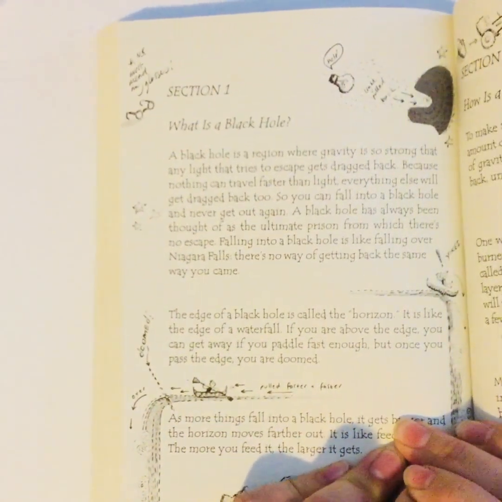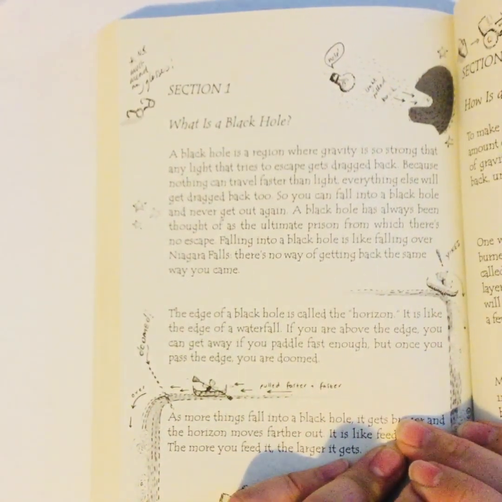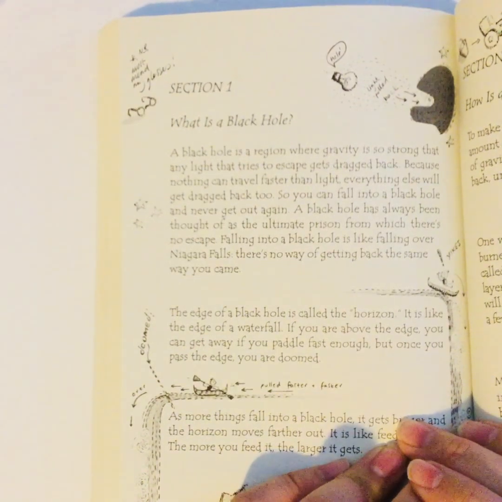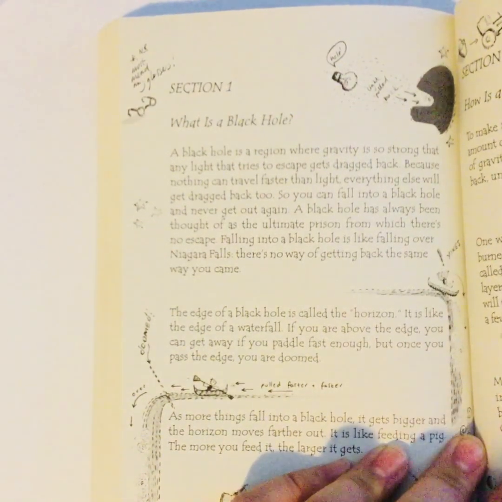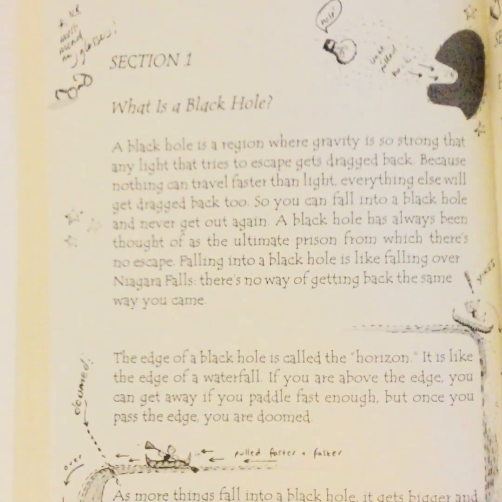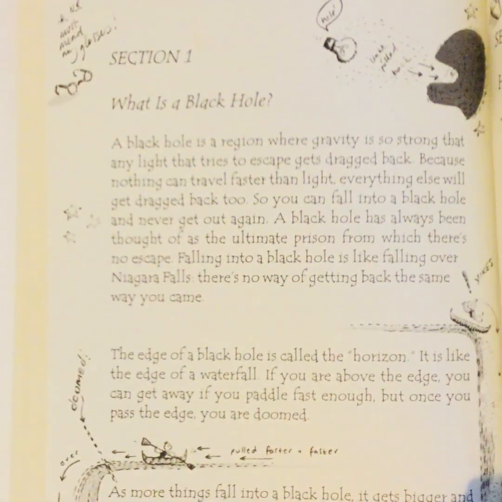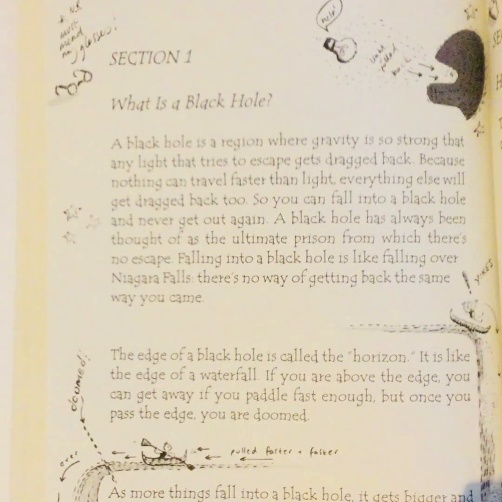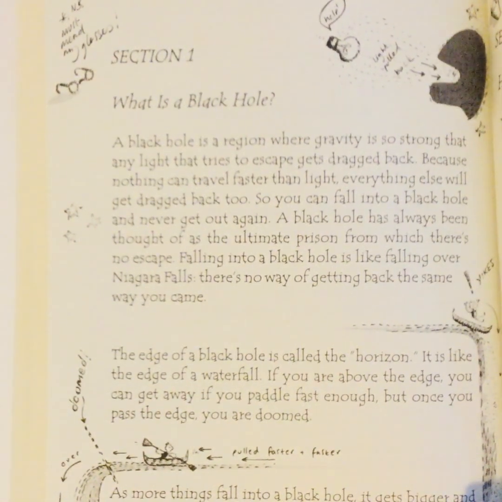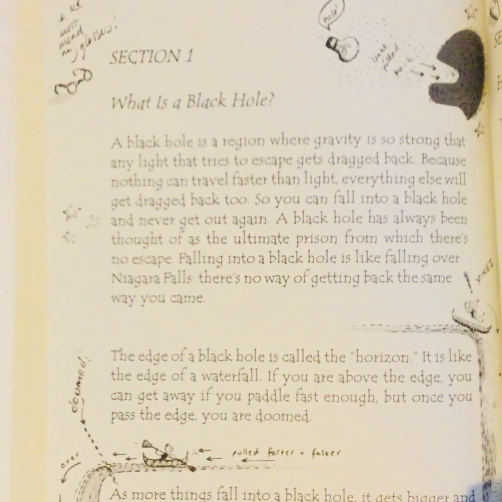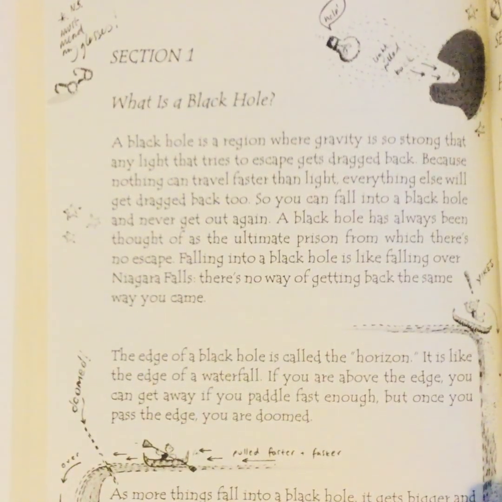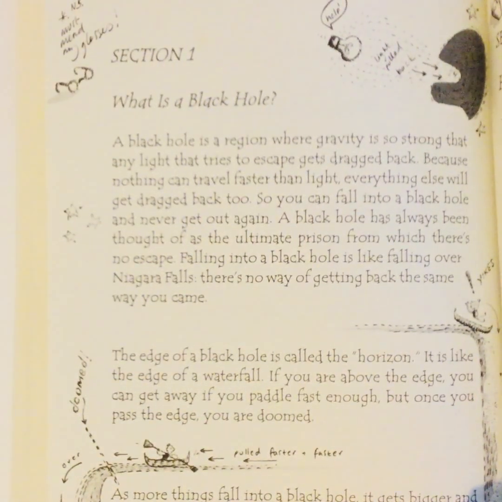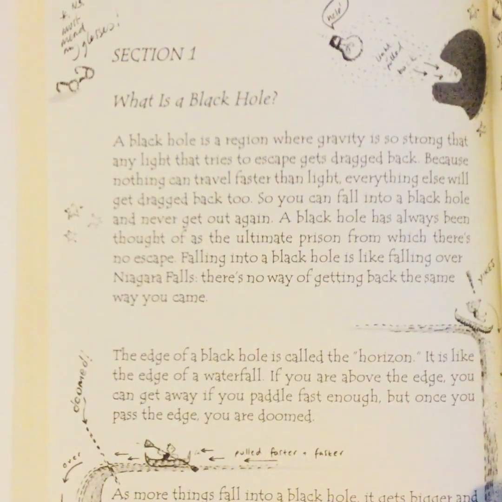Section 1. What is a black hole? A black hole is a region where gravity is so strong that any light that tries to escape gets dragged back. Because nothing can travel faster than light, everything else will get dragged back too. So you can fall into a black hole and never get out again. A black hole has always been thought of as the ultimate prison from which there is no escape. Falling into a black hole is like falling into Niagara Falls. There's no way of getting back the same way you came.